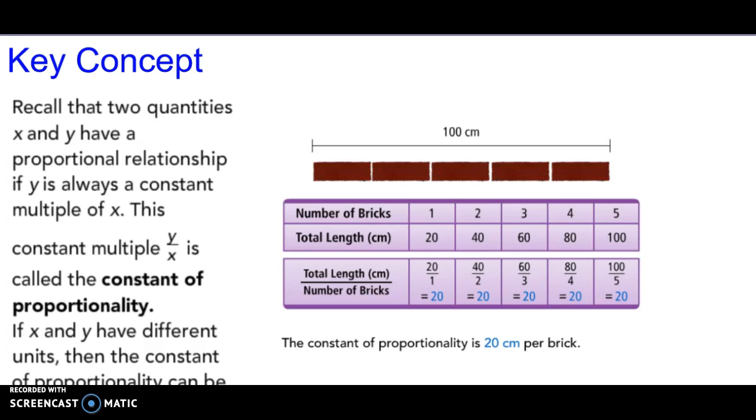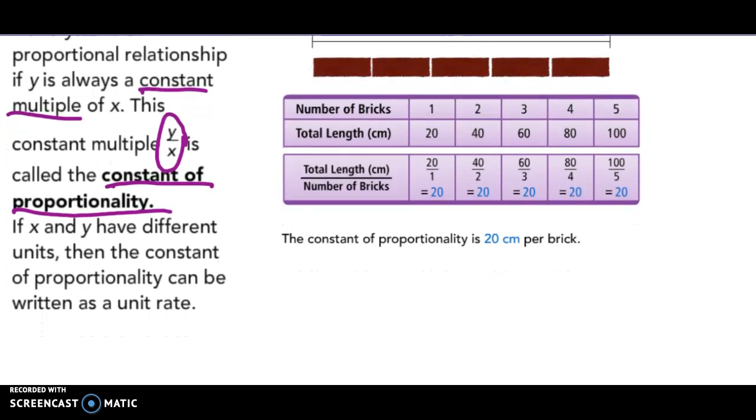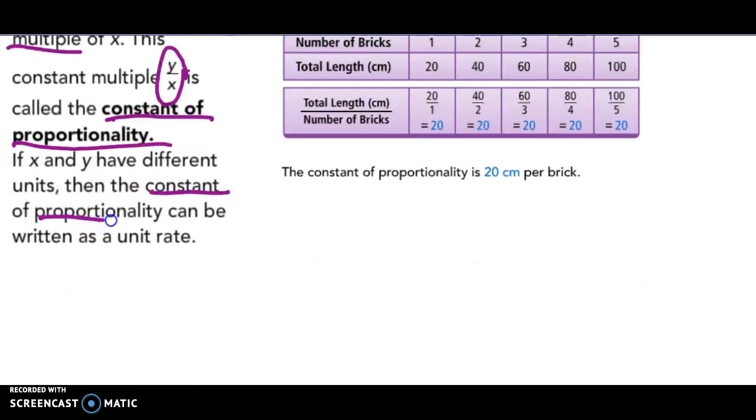Our key concept for today is reviewing that two quantities x and y have a proportional relationship if y is always a constant multiple of x. So this constant multiple we looked at yesterday, this y to x ratio, that is the constant of proportionality. You already know about the constant of proportionality without knowing its name. If x and y have different units, like they did on the previous graph, dollars per hour, then that constant of proportionality can be written as a unit rate, like we saw in that previous example.